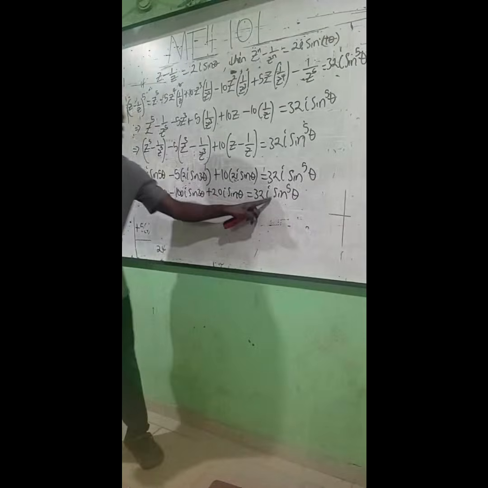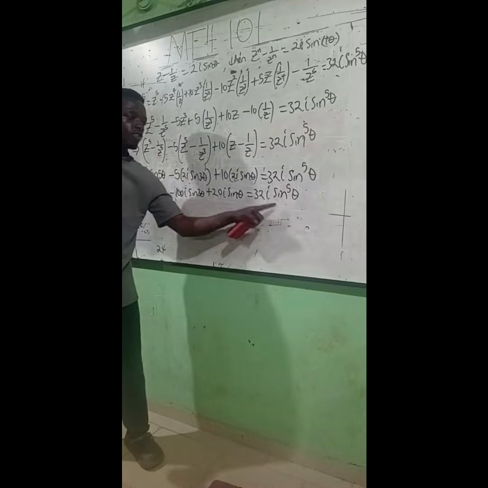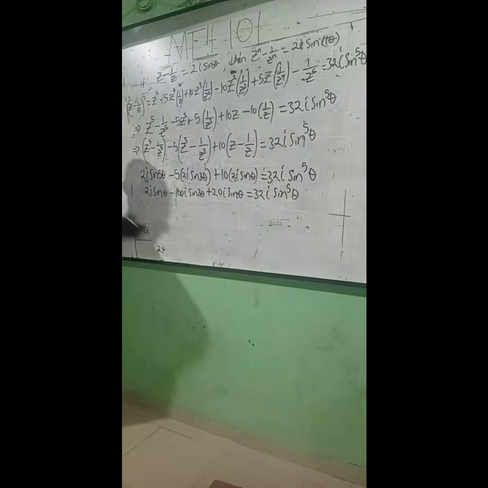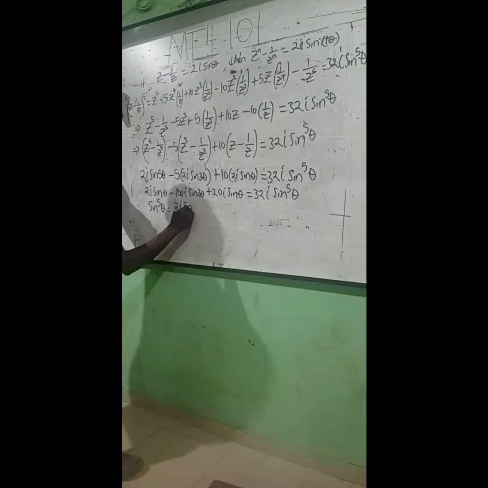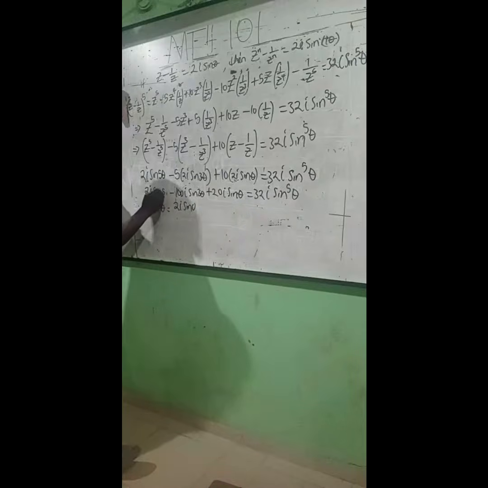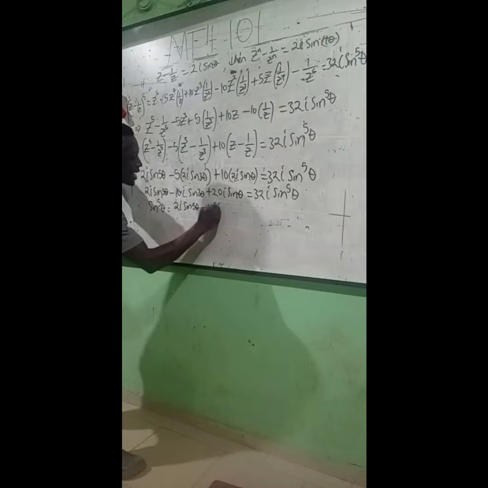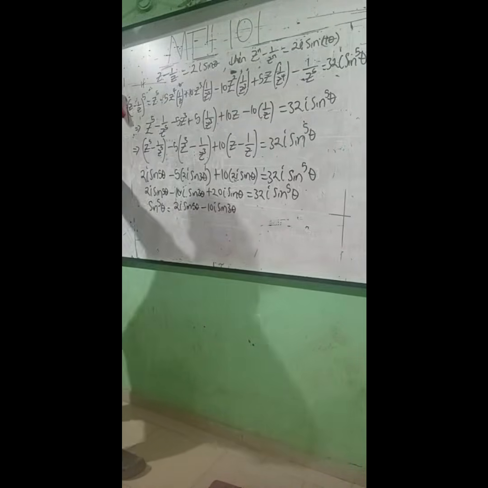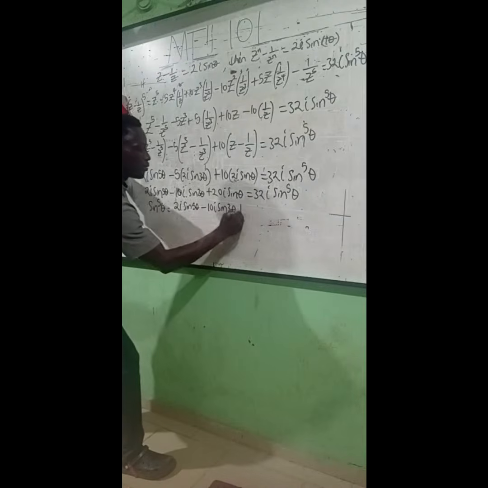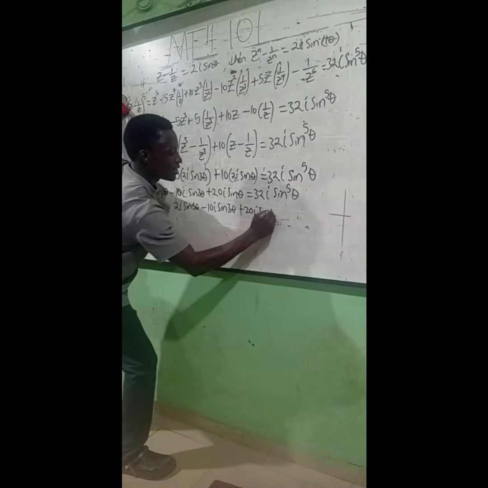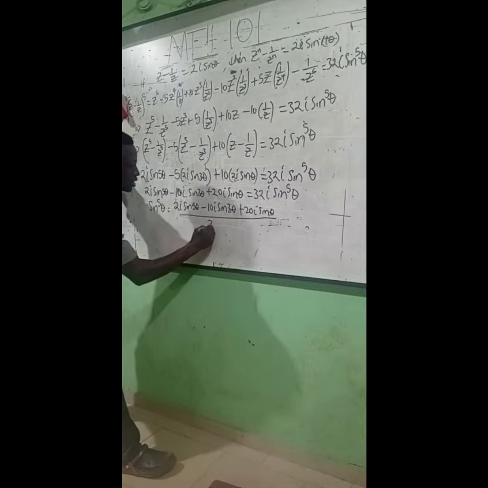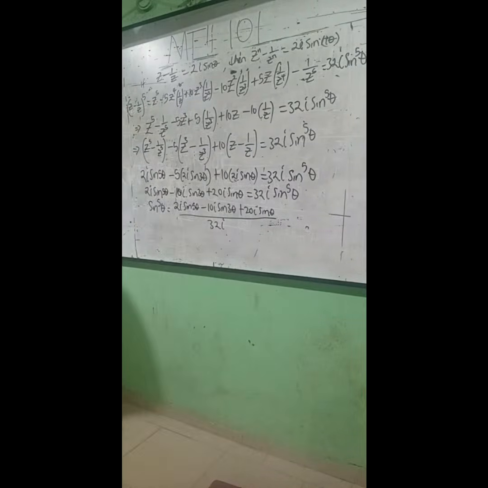Theta. So if you want to make this the subject of the formula, what do we do? We divide both sides by 32i, right? So here we have sine to the power 5 of theta equals 2i sine 5 theta minus 10i sine 3 theta plus 20i sine theta, over 32i. Is it clear to that part?